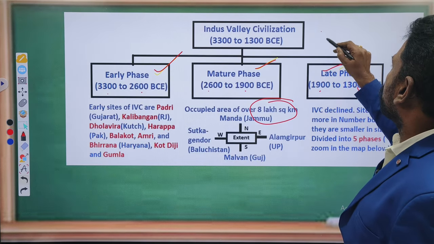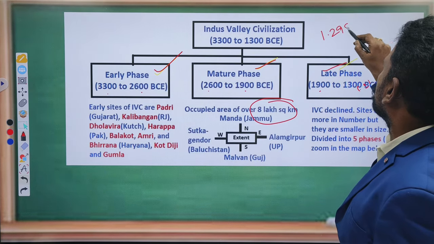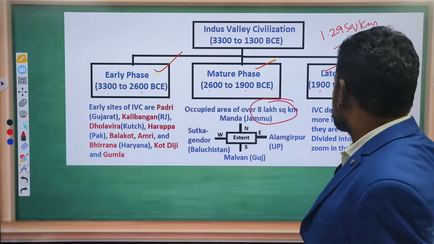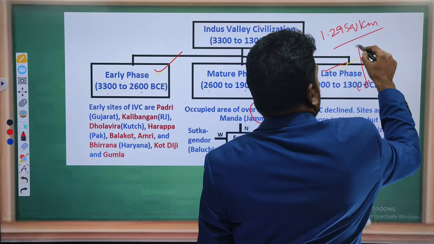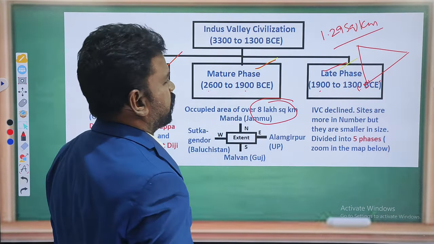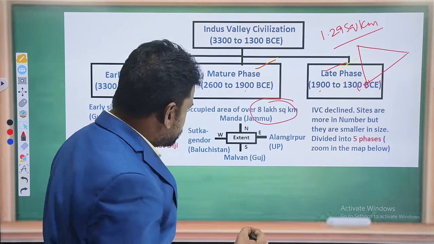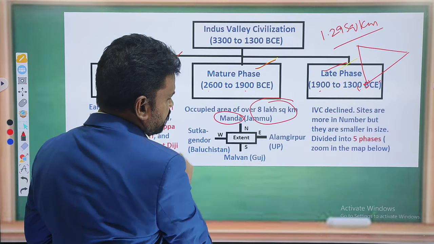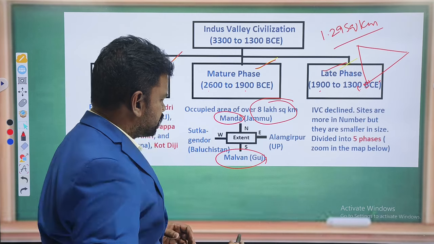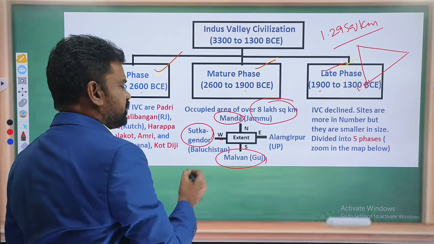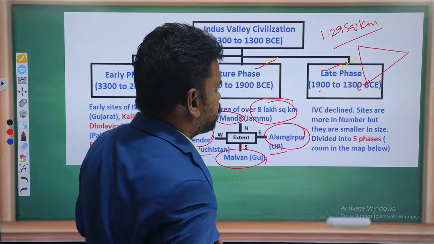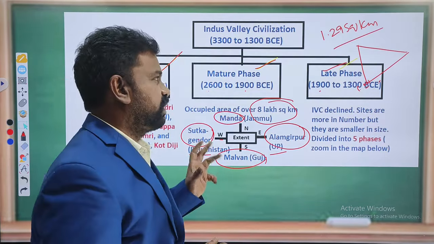The complete area looks like a triangle, a triangular form. The Indus Valley civilization extended north to Manda in Jammu Kashmir, south to Malwan in Gujarat, west to Sutkagendor in Baluchistan, and east to Alamgirpur in UP. These are the boundaries of the Indus Valley civilization.